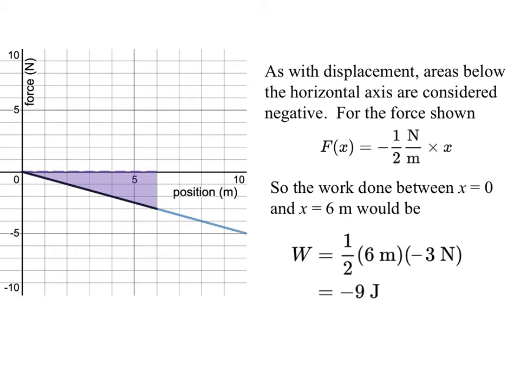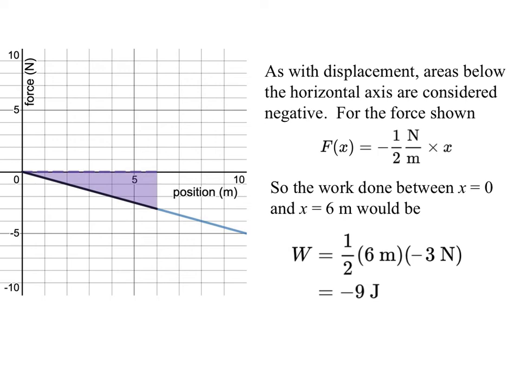As with displacements, areas below the horizontal axis are considered to be negative. And again, that's not anything deep. We're just saying if we look at our graph, our height is minus, in this case, 3. So for the force shown, if we want to get between 0 and 6 meters, we would take this area, which is a triangle, which is 1/2, obviously, times its base, which is 6 meters, times its height, which is minus 3 newtons, or minus 9 joules.